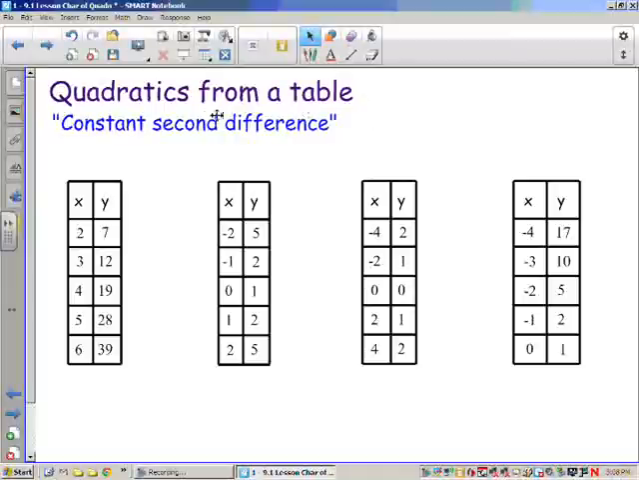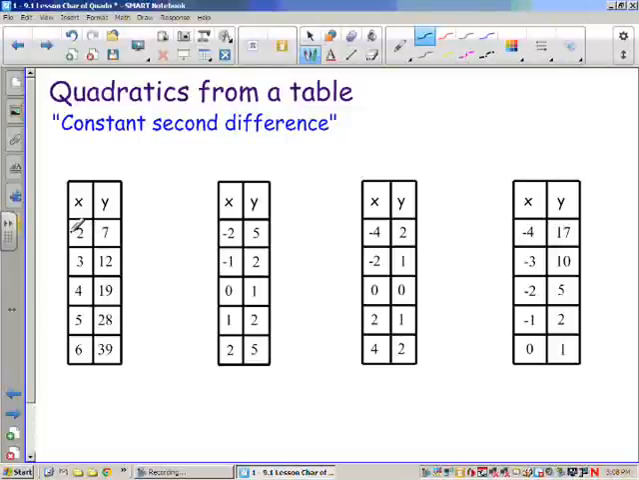And now we take a look at quadratics in table form. We're looking for what's called a constant second difference. If you remember doing linear equations to find the slope or to determine if something was linear, we found out that it increased by a constant rate. Well, in this case, the first difference won't be a constant, but the second will.